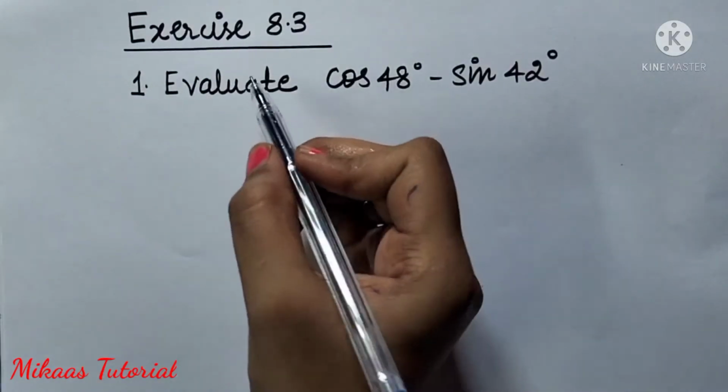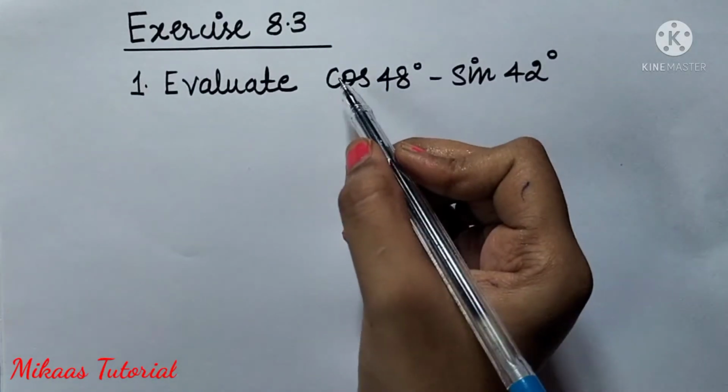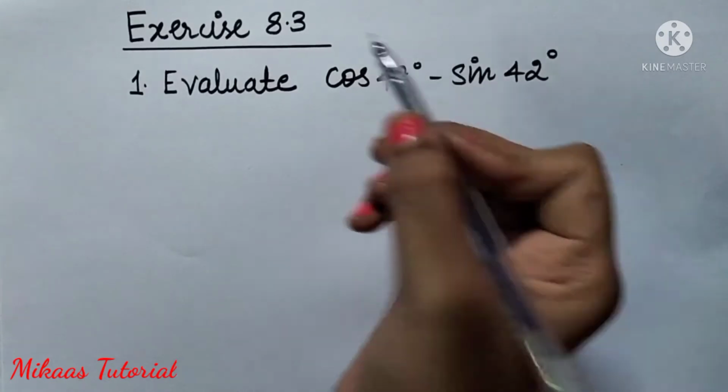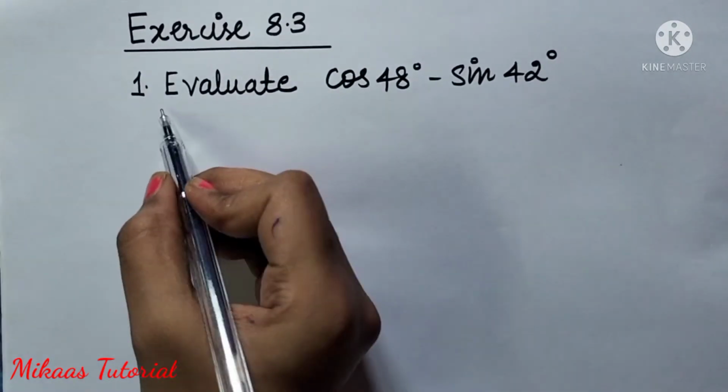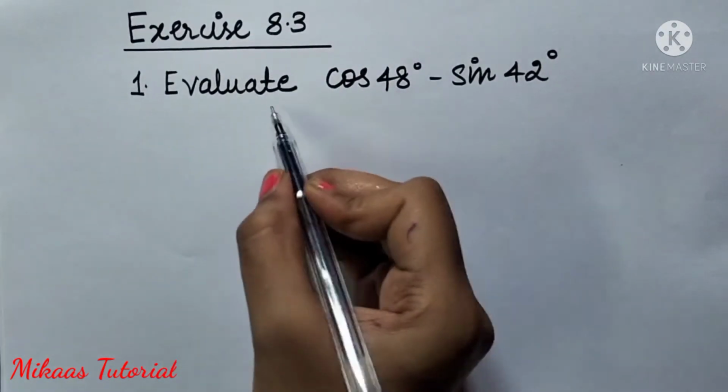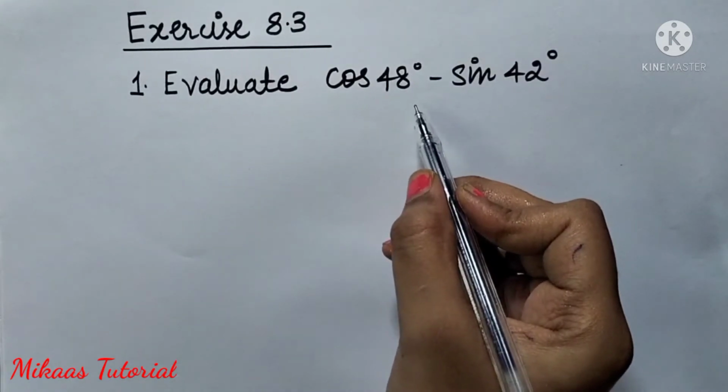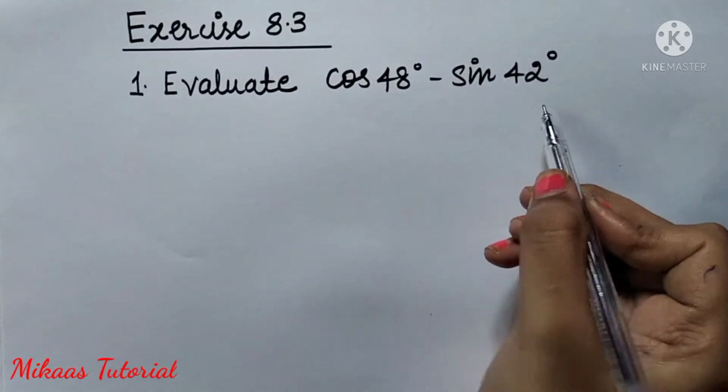Let's now see the exercise question of trigonometric ratios of complementary angles. That is exercise 8.3. What is the first question we are going inside? Evaluate cos 48 minus sin 42.